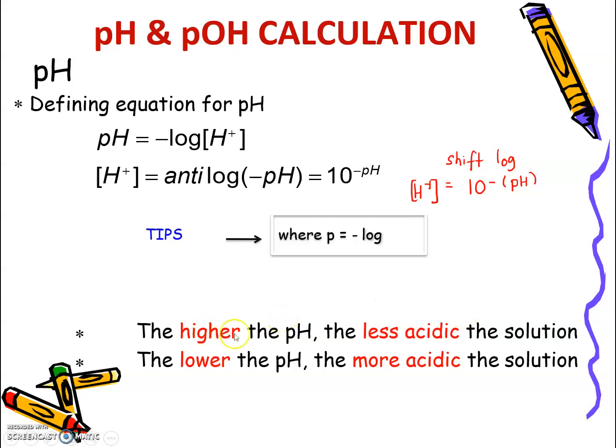So the higher the pH, the less acidic the solution, more towards basic. If the value of pH is lower, the more acidic the solution. Basically for pH, we want to determine the solution containing H+ concentration.